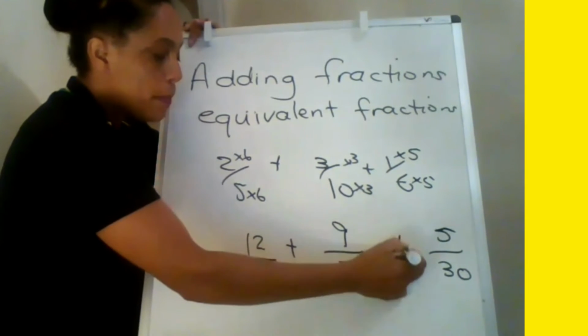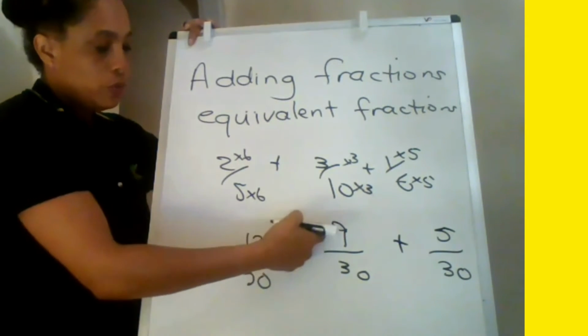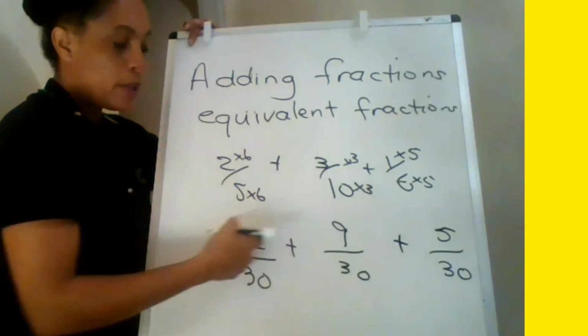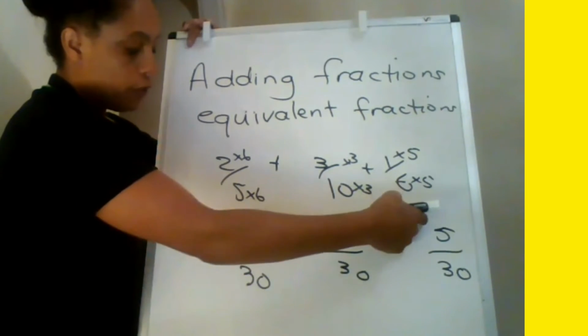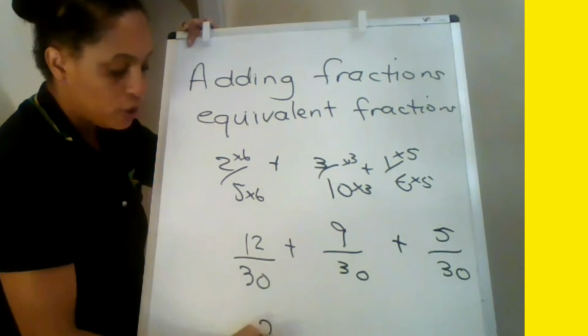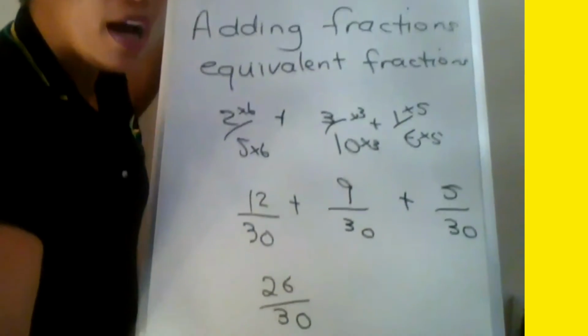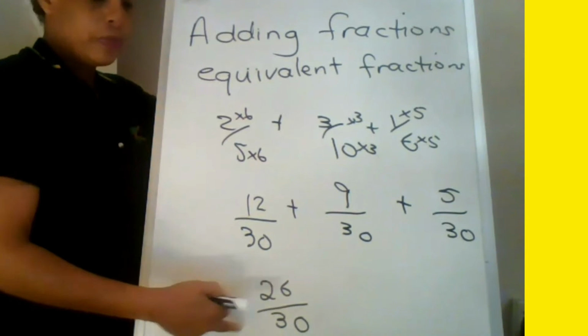Now I'm going to put back my addition sign. Here I have 9 plus 5 plus 12. 9 and 5 is 14, 15, 16, 17. That's going to give us 26 out of 30.